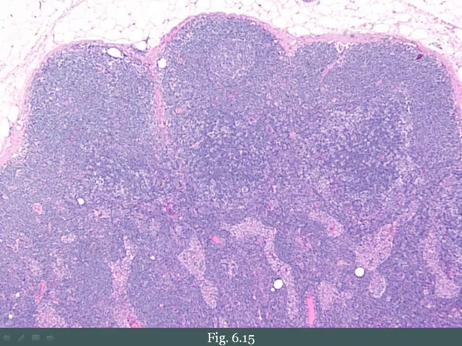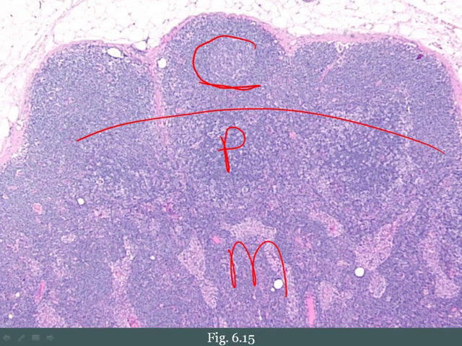Here's a picture of a lymph node just to remind ourselves of the normal architecture. Up here would be the cortex. Underneath the cortex is the paracortex, and in this region is the medulla. Now, of course, the cortex is where the B cells live, the paracortex is where the T cells live, and the medulla, can you see these lighter pink areas here? This is where the sinus histiocytes live. And so these are the three major regions of the lymph node.